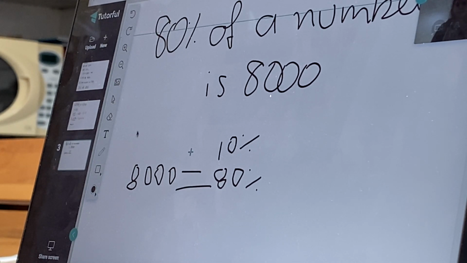And what's 10%? 1,000. Yeah, perfect. So 10% of our number is going to be 1,000. Now what we're going to do now is multiply 1,000 by 10. Yeah, exactly right. That's going to give us 100%. Because we know that if we multiply 10% by 10, we would get 100%.